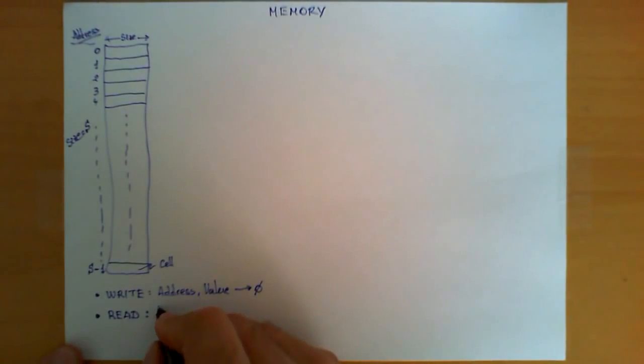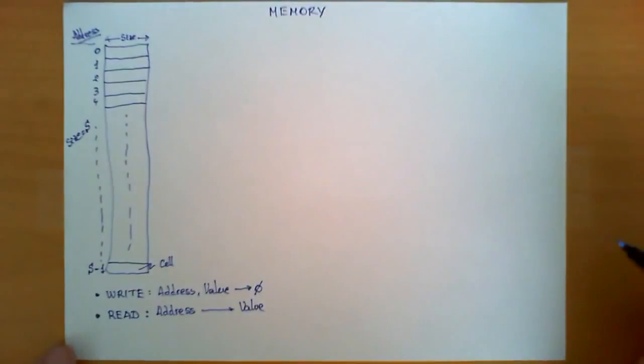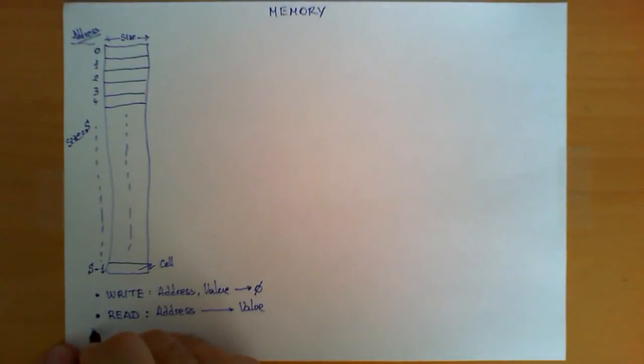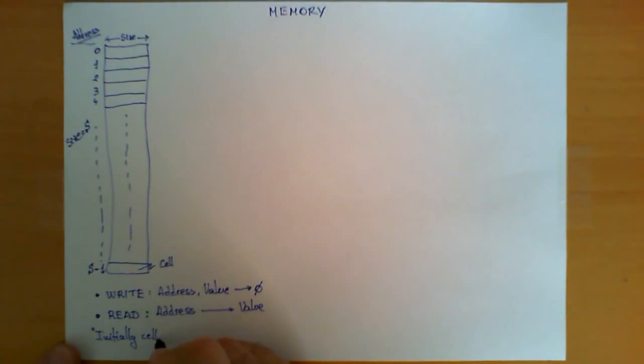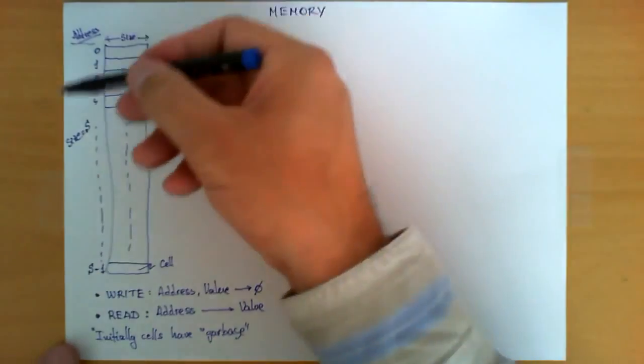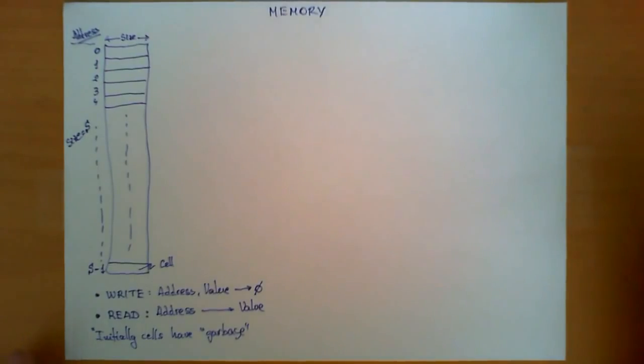A read operation only receives an address, and it returns the value that is currently stored there. And a little rule to remember: initially, by which I mean when you turn on one of these memory chips in a computer system, all cells have garbage stored. In other words, when you turn on one of these chips, you cannot assume anything about the values stored in all these cells.